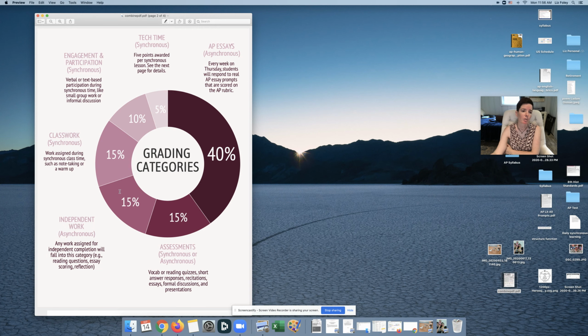You can see here there are three categories that are each worth 15%. Any other kind of assessment outside of an AP essay would fall into this category here, including quizzes or essays besides the AP essay. Then we have independent work. That's the work that I assign outside of our Zoom time together. Classwork, which is anything that the students hand in to me during our Zoom time. And then this final 15% here is based on participation and engagement during our tech time.